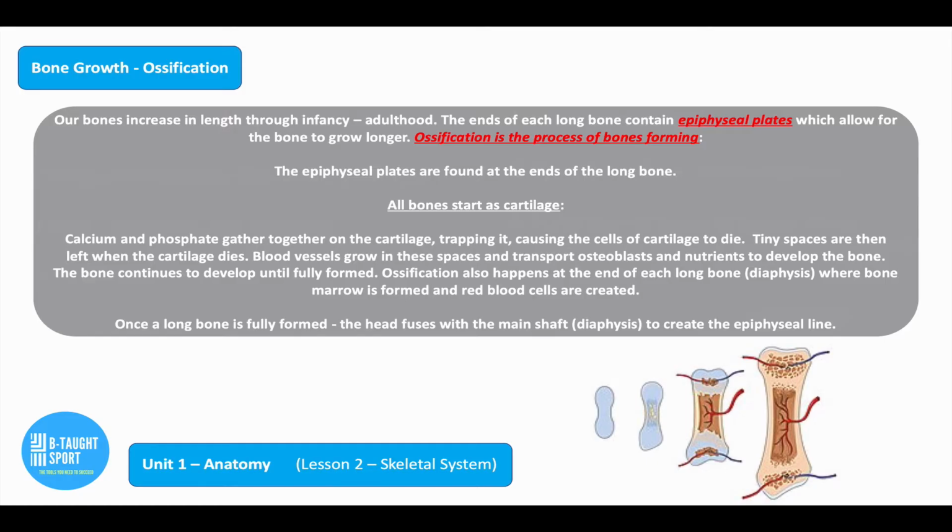What then happens is tiny spaces appear on the cartilage, and blood vessels start to grow in these spaces and transport osteoblasts and nutrients to develop the bone. The bone continues to develop until fully formed. Ossification also happens at the end of each long bone, which is the diaphyses, where bone marrow is formed and red blood cells are created.